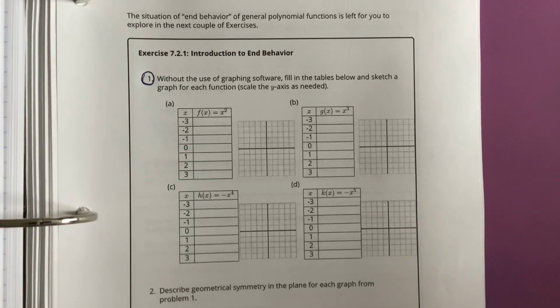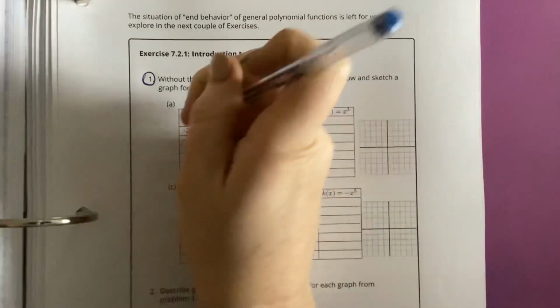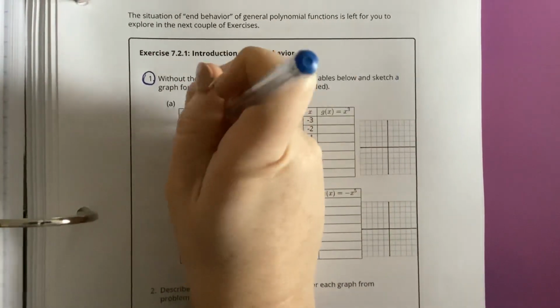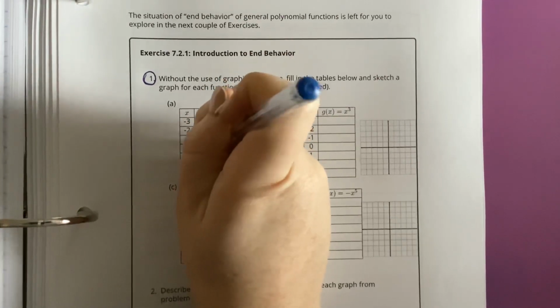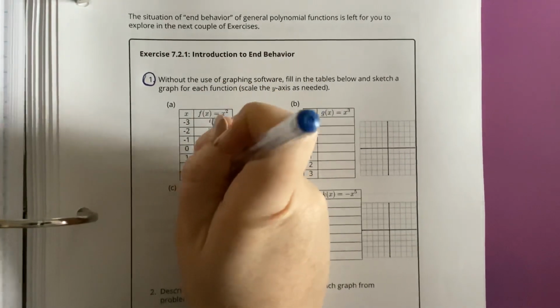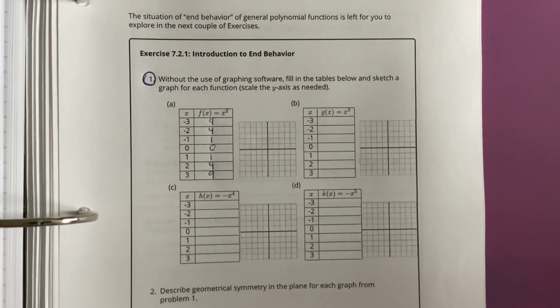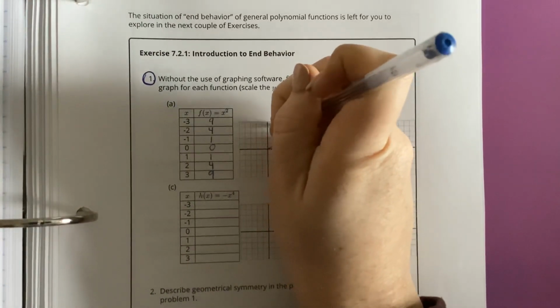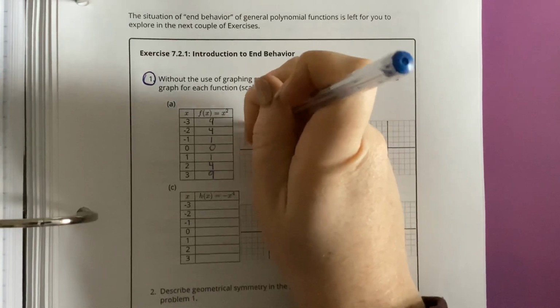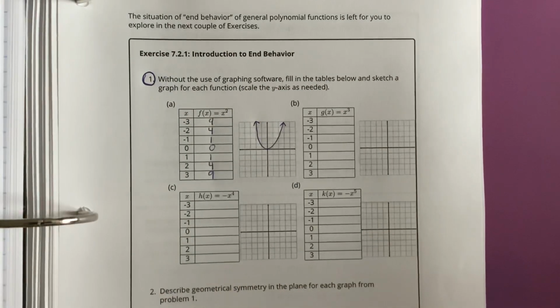Okay, if we look at 1, when you fill out the table for this, you should have gotten that negative 3 squared is going to give you positive 9. Then you get positive 4, 1, 0, 1, 4, and then 9. All right, so when you graph that, you're going to get that shape. So you get that regular parabola shape.